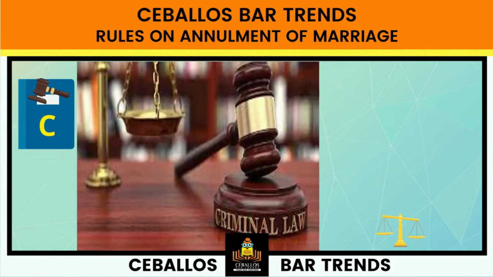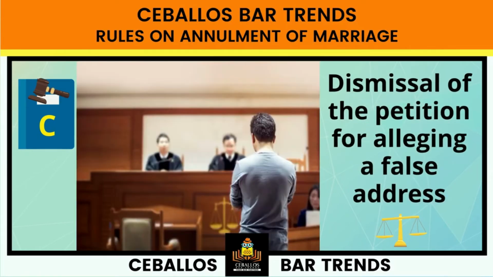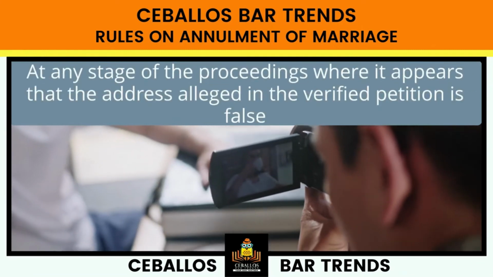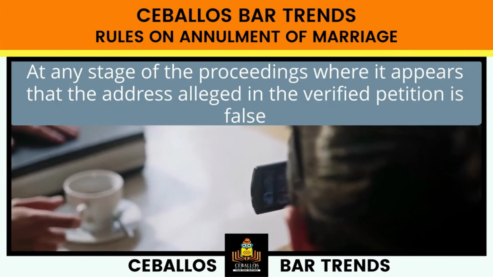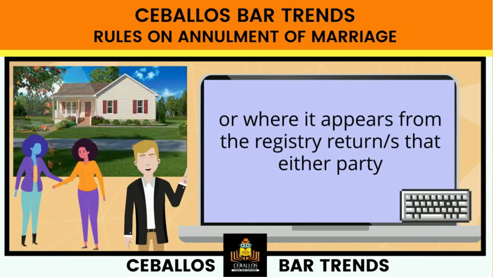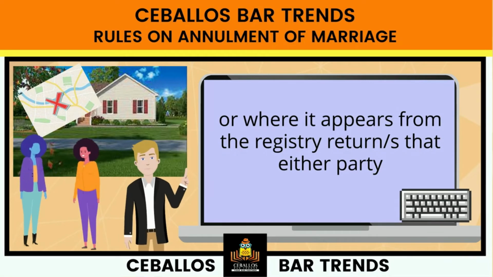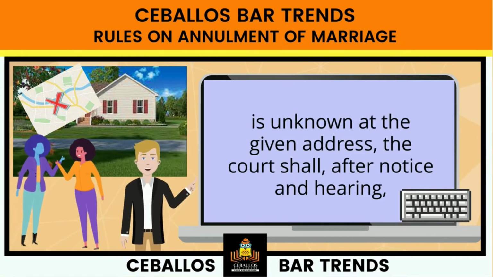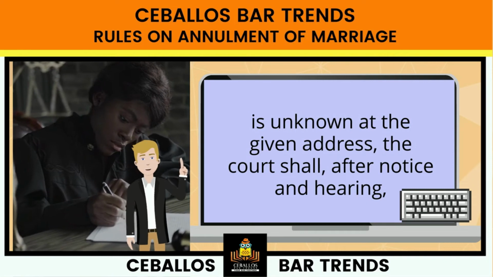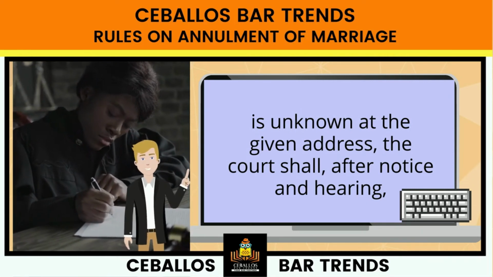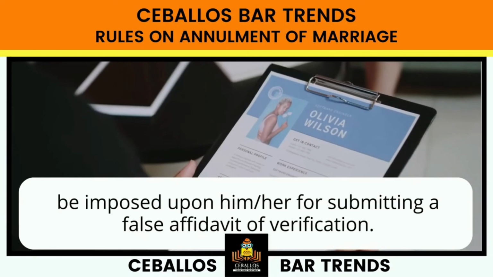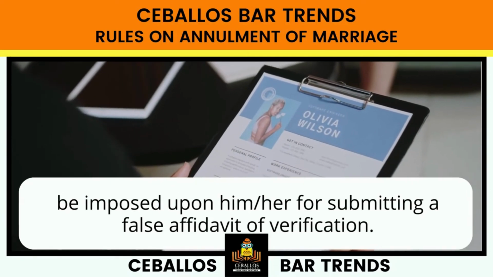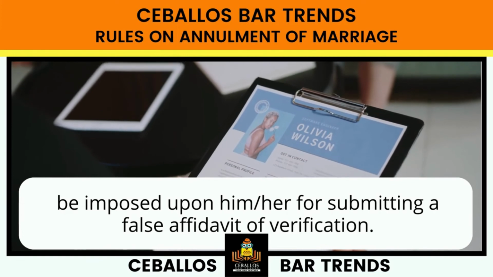C. Dismissal of the petition for alleging a false address. At any stage of the proceedings where it appears that the address alleged in the verified petition is false, or where it appears from the registry returns that either party is unknown at the given address, the court shall, after notice and hearing, dismiss the petition and require the counsel of record to show cause why no appropriate sanctions should be imposed upon him or her for submitting a false affidavit of verification.